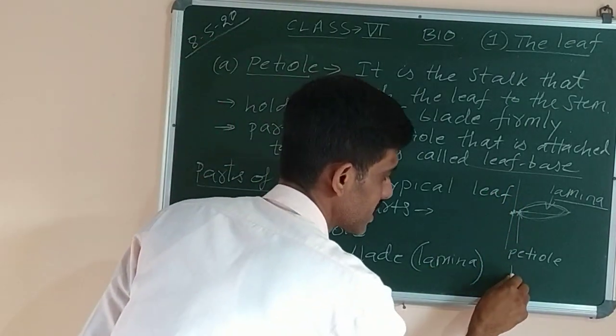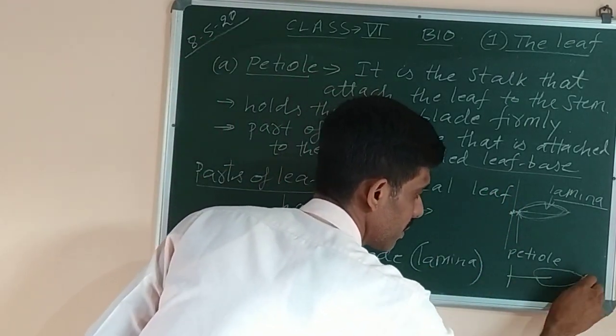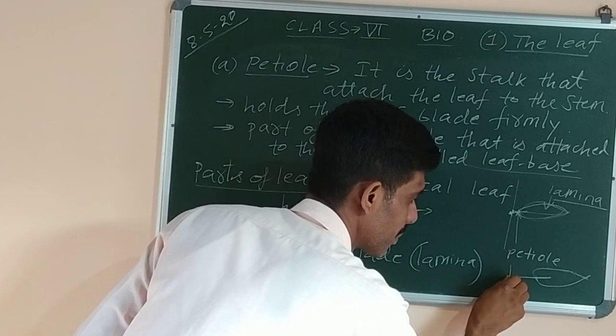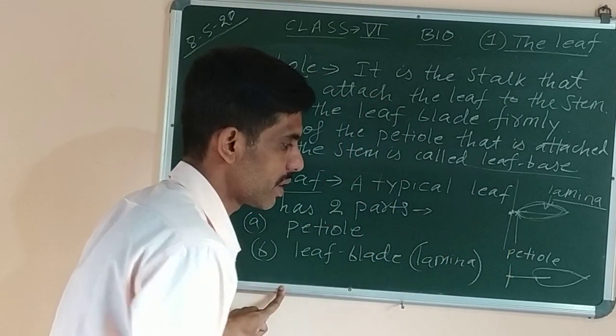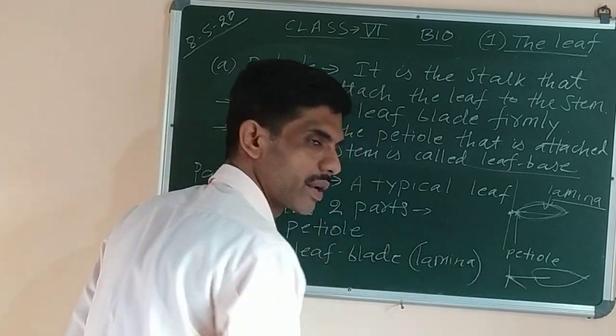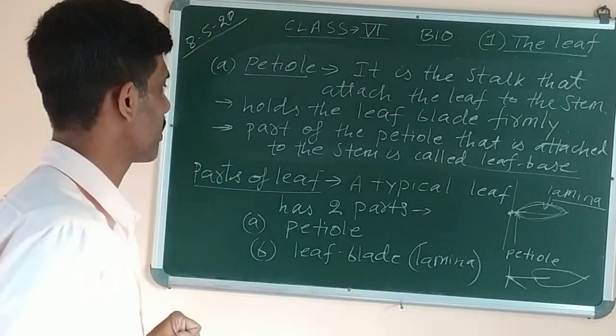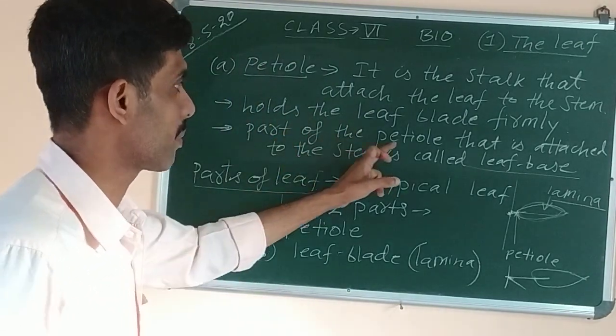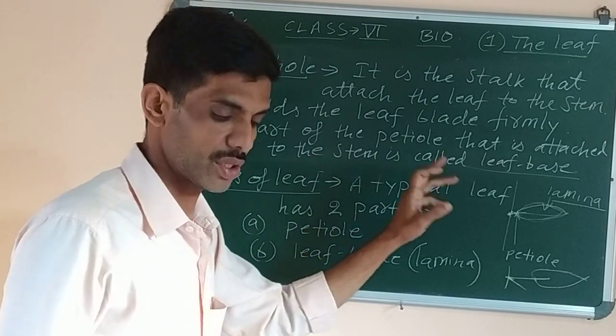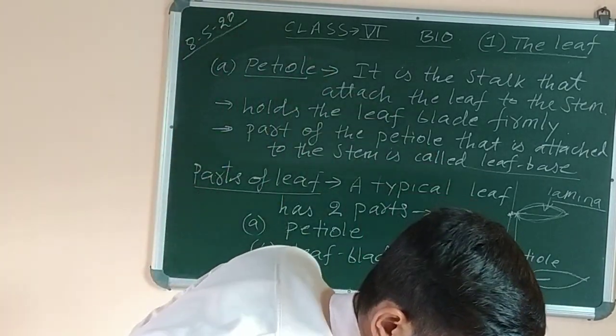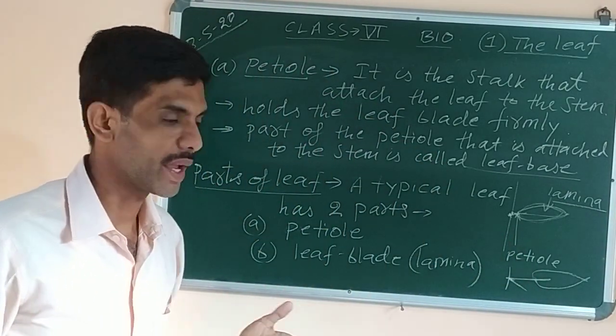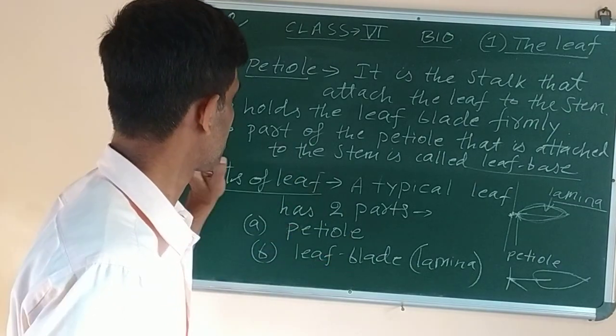Like if I draw it nicely, here is the leaf, then this part of the petiole attached to the stem is called leaf base, this part. Okay? So what is leaf base? The part of the petiole that is attached to the stem is called leaf base. Now next, what is leaf blade? The second one. First one is completed.